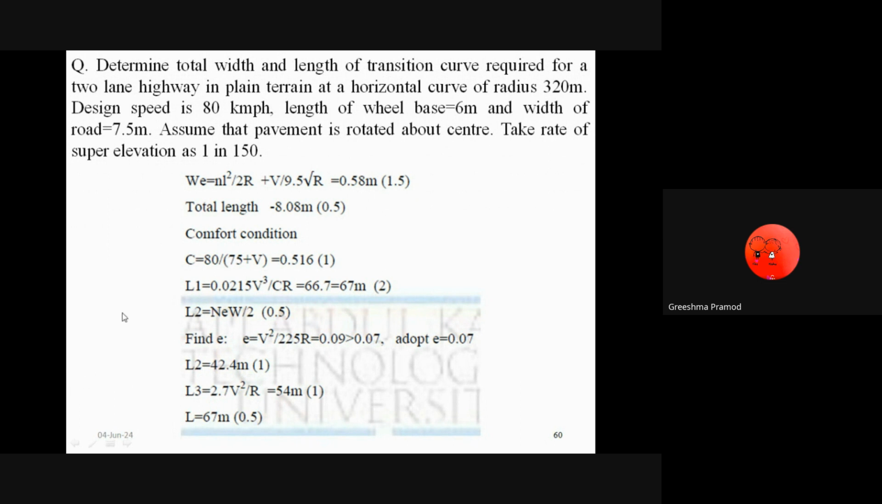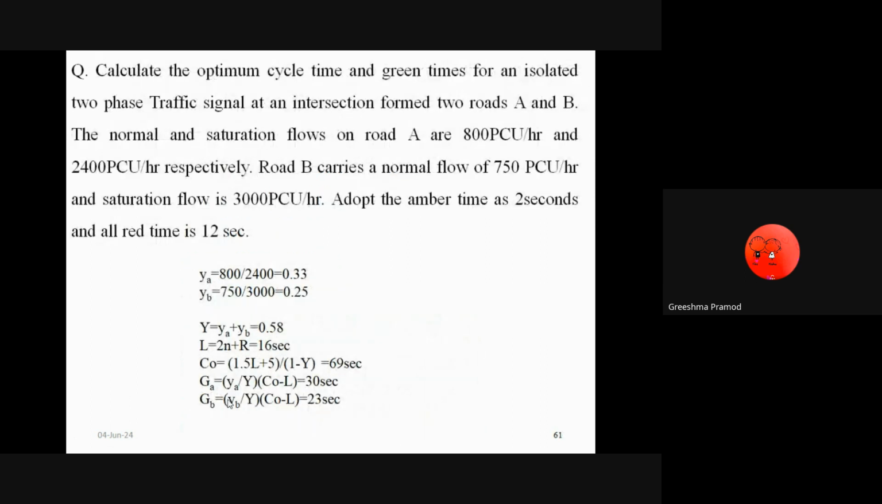ഷിഫ്റ്റ് കണ്ടുപിടിക്കാനുള്ള ഫോർമുല ലെങ്ത് ഓഫ് ദ ട്രാൻസിഷൻ curve, that square divided by 24r. അപ്പോൾ നമുക്ക് മാക്സിമം വാല്യൂ 67 ആണ് കിട്ടിയെങ്കിൽ 67 സ്ക്വയർ divided by the highest value for this three condition, that divided by 24 into the radius will give you the shift. ഇത് സെയിം തിങ് നമ്മൾ എക്സ്പ്ലെയിൻ ചെയ്ത് തന്നെയാണ്.